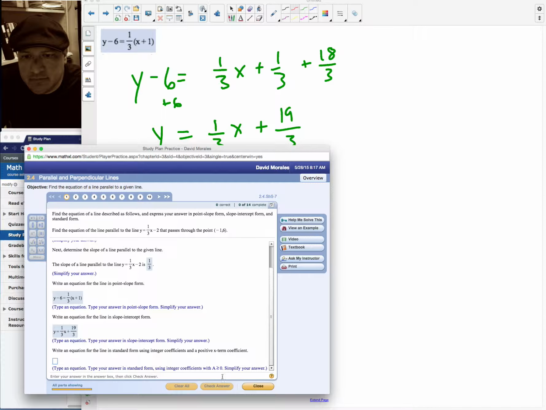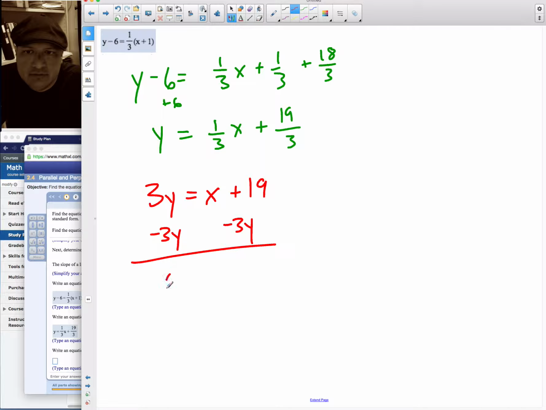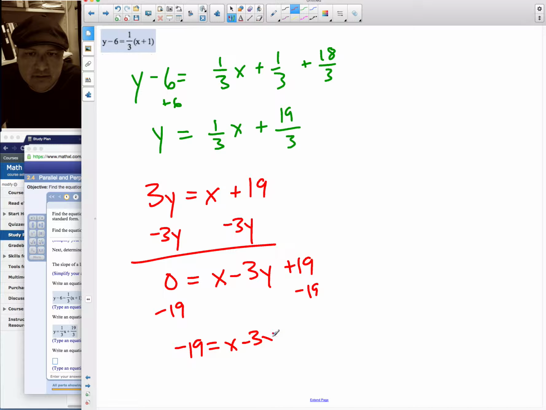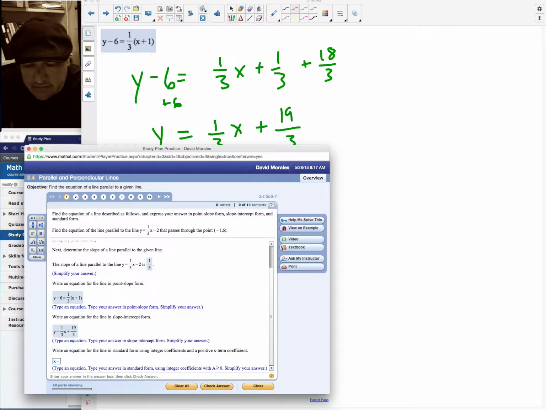And the standard form is you put everything on one side. So we're going to move the 3y to this side. So we have 0 equals x minus 3y plus 19, and then move the 19 over here. So we have minus 19 equals x minus 3y. We usually write this side first. So x minus 3y equals negative 19.